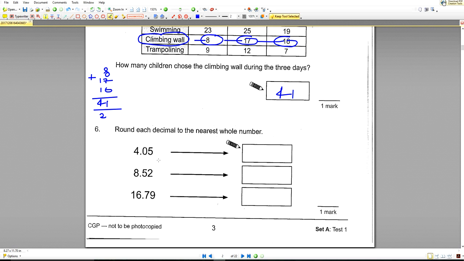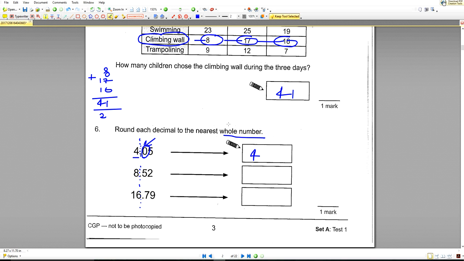Round each decimal to the nearest whole number. Now, this is a common mistake that students make. It's 4.05, you have to stop there. You will have to stop right here. Okay, so the 4.05, we look at this next number in the first decimal place. This is our decider. If it's less than 5, we leave the 4 alone and you stop there.